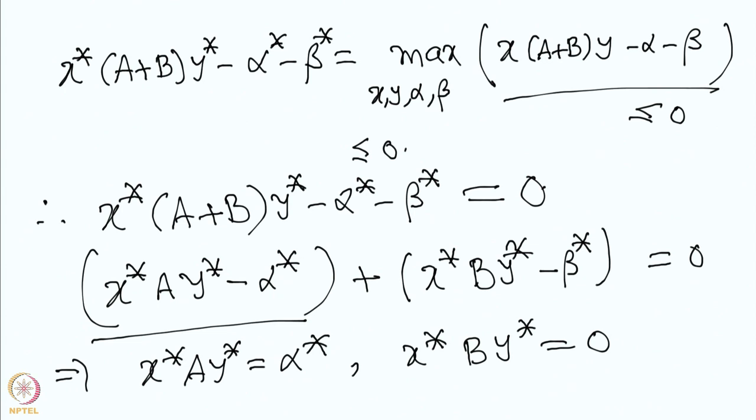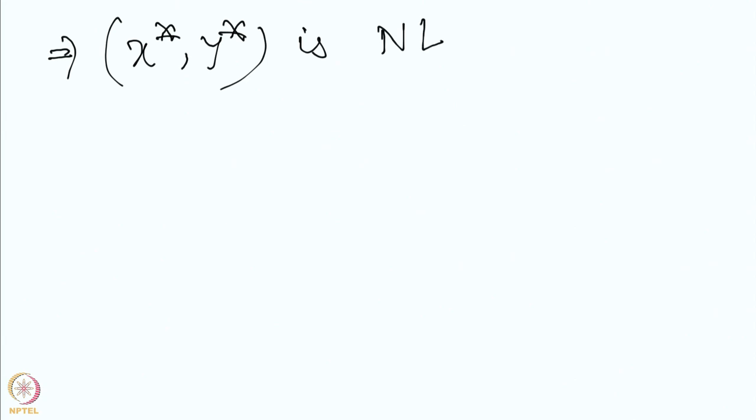Once these are zeros, then using the constraints, immediately we can prove that x star, y star is a Nash equilibrium. So, this proves the equivalence between these two problems. If you have the existence of a Nash equilibrium, that immediately says that the Nash equilibrium is the solution corresponding to this optimization problem. Similarly, a solution of this optimization problem is a Nash equilibrium. In this second part, we have used the fact that the equilibrium existence holds.